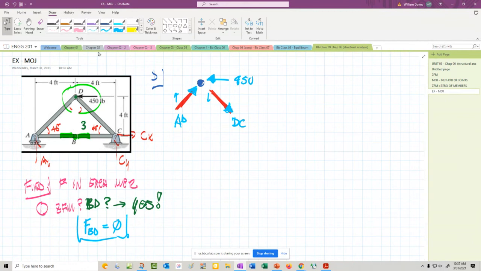All right, so we're looking at D. We know the angles there, 45 and 45. We sum forces, sum moments at the joint. So sum forces in the X equal to zero, positive to the right. We should get minus 450.